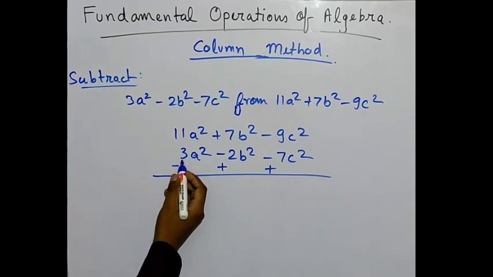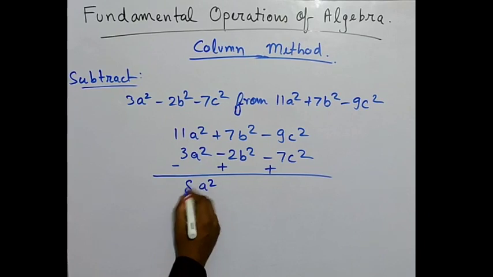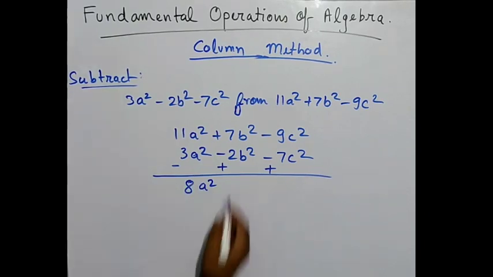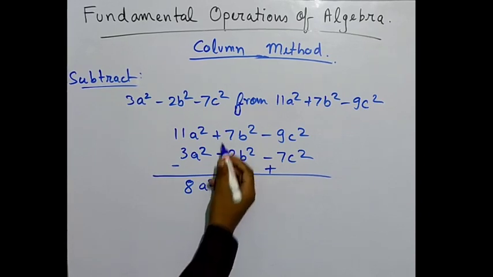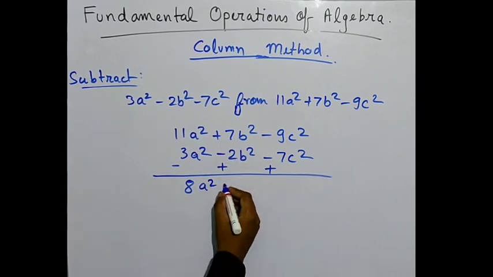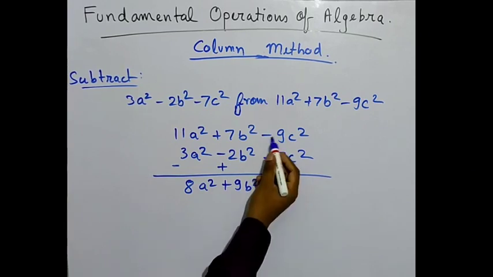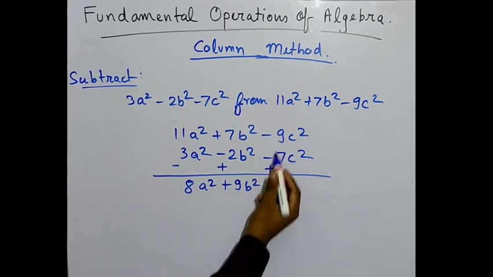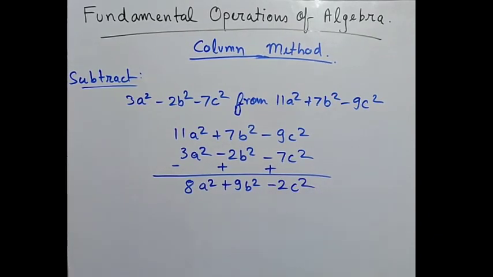So 11 and minus 3, a square is common, so 11 minus 3 is 8, so 8a square. 7b square, and we cannot take the negative, now the sign has changed, so plus. So plus and plus means add 7 and 2, plus 9b square. Then here we have a negative sign, here you have a positive sign, so negative 9 and positive 7 means negative 2c square. See how simple it is and easy to add.